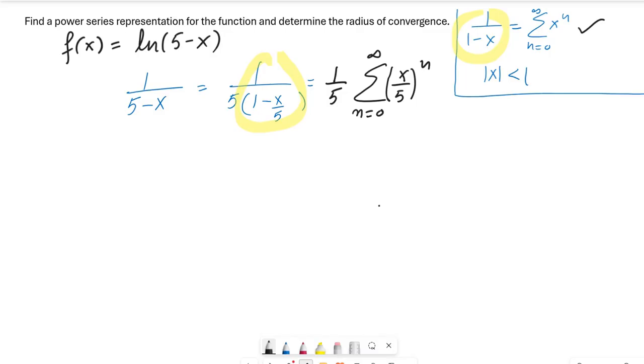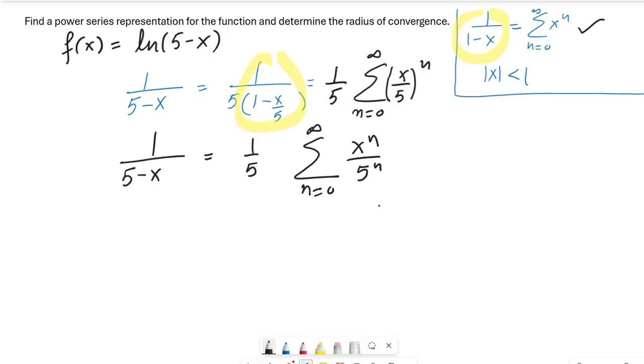But now, if I write it one more time, I have 1 by 5 minus x is equal to 1 by 5 summation n from 0 to infinity x to the power n by 5 to the power n. What if I integrate both sides with respect to x? Okay. Now, on the left-hand side, the integral is natural log of 5 minus x with a negative sign because the x coefficient is negative. On the right-hand side, what do we have?